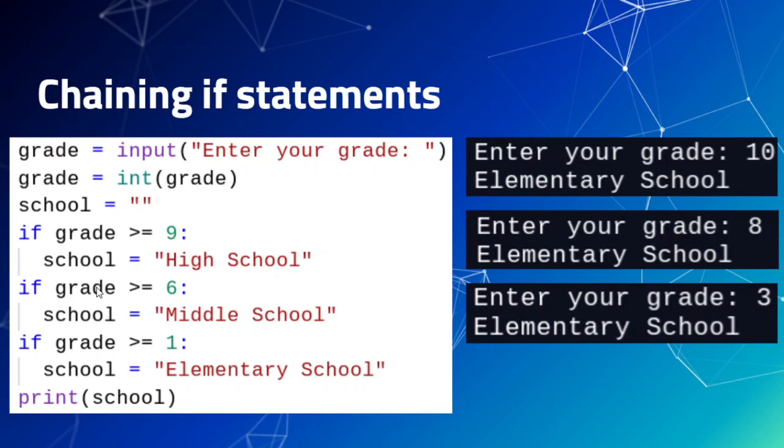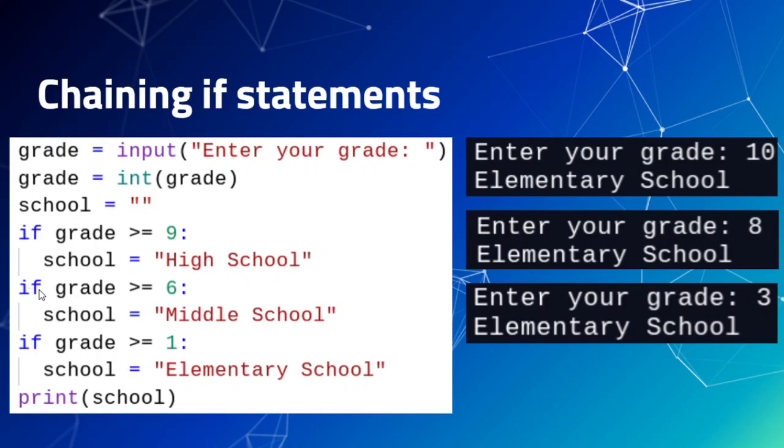Let's say we're in 10th grade. The program takes our input and casts it to an int. Let's say 10. Grade is being assigned 10. School is just an empty string. So if the grade, which is 10, is greater than or equal to 9, school is being assigned high school. Well, 10 is greater than or equal to 9, so it's being assigned high school.